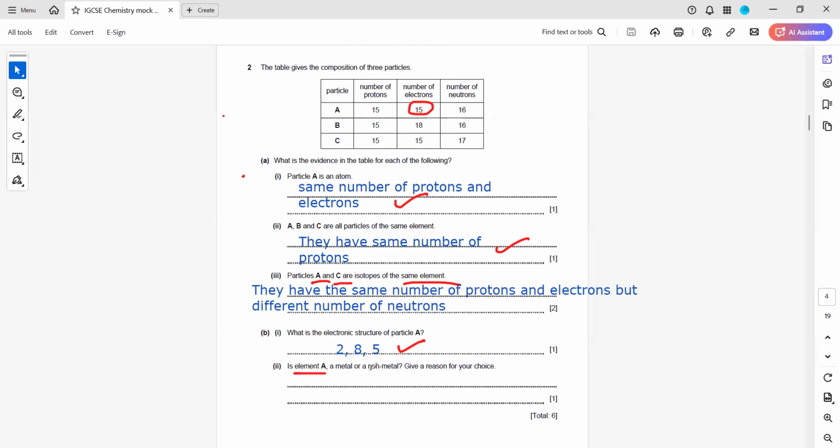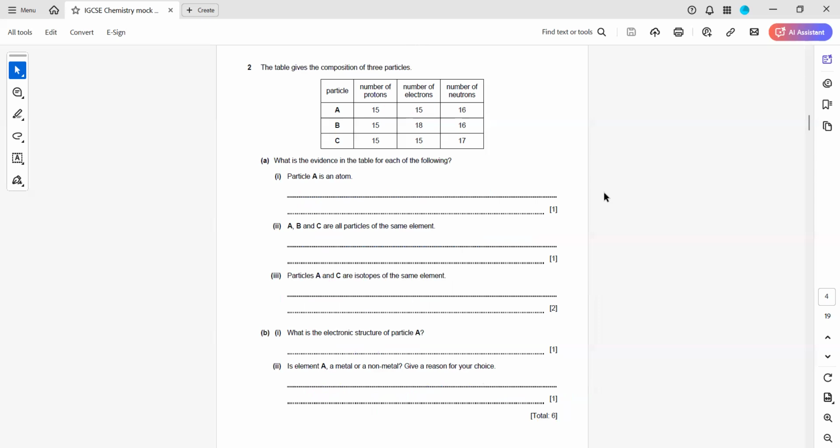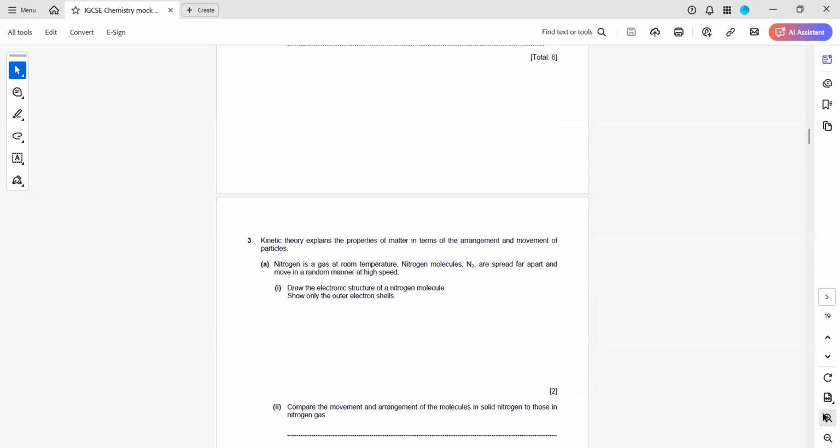Is element A a metal or a non-metal? Give a reason for your choice. It's a non-metal because it contains 5 electrons in the outermost shell, so it will have a tendency to gain electrons. Or you can say it contains more than 3 electrons in the outer shell. Usually when 3 electrons or fewer are there, it is a metal. If more than 3 electrons, it will be a non-metal.